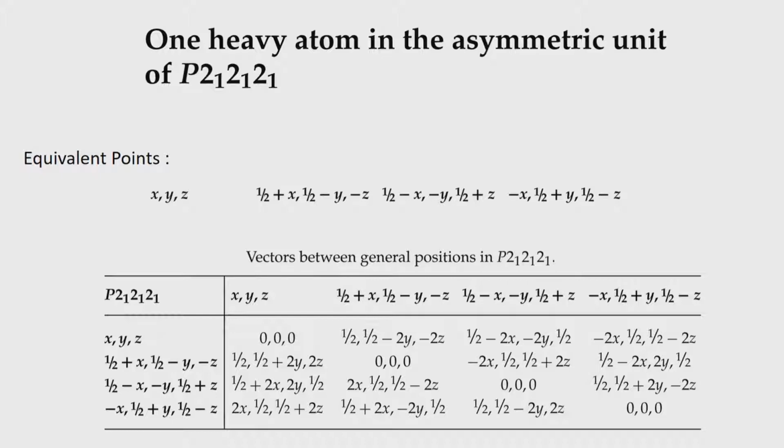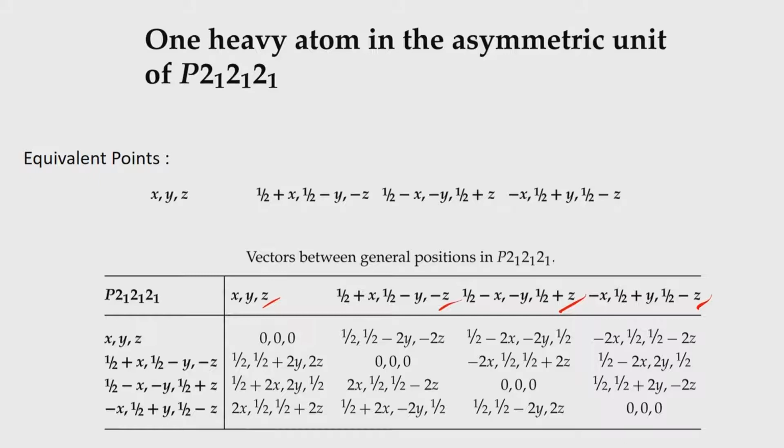So, 212121 has 4 equivalent points. The equivalent points are x, y, z, half minus x, this one and this one, the 4 equivalent. So, you generate the matrix. When you generate the matrix, you see that all 3 Harker sections will appear corresponding to the 2, 1 axis. With respect to x, there is a Harker section coming at x equals half. With respect to y, there is a Harker section coming at y equals half, and z equals half.